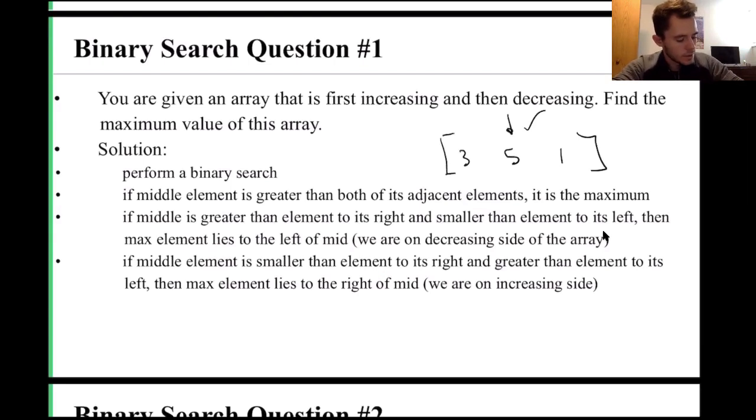Alternative example, if the middle is greater than the element to its left and smaller than the element to its right, then we must still be in the increasing part, right? So if we had something like this, we check 5. 5 is greater than 3, but less than 6. So there must be a value greater over here. And conversely, if we had a situation like this, we know we're on the decreasing portion of our array, right? Because if we check the middle element and the value to its right is less, but the value to its left is greater, then we know that we're in the decreasing portion. And that means we need to check to the left. So basically we have 3 different cases, and we're just going to perform a binary search, and then depending on our situation, we'll just check either portion of the array.